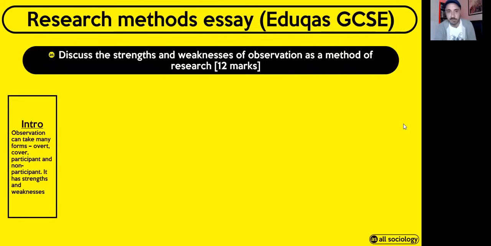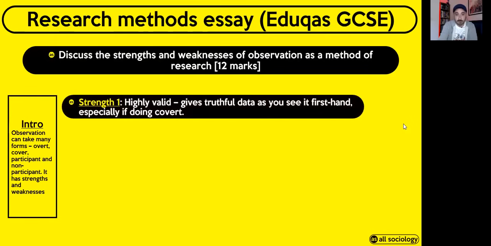So what I'm going to do now is talk you through how I would write this essay if I got given it, and I'll give you a 12 out of 12 answer. The question is about observation, but it hasn't told you what type of observation it is. So tell the examiner that you're aware there are different types of observation: overt and covert, participant and non-participant, and that different types of observation have their strengths and weaknesses.